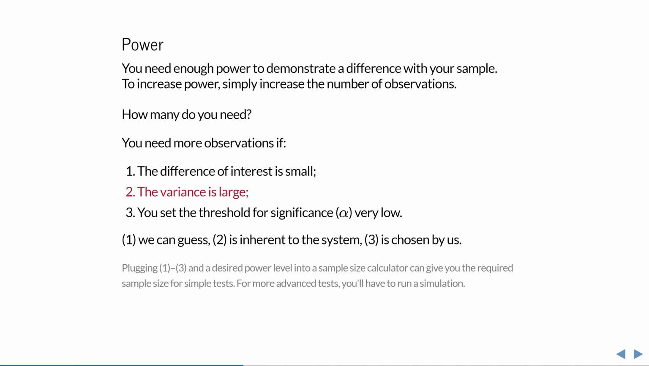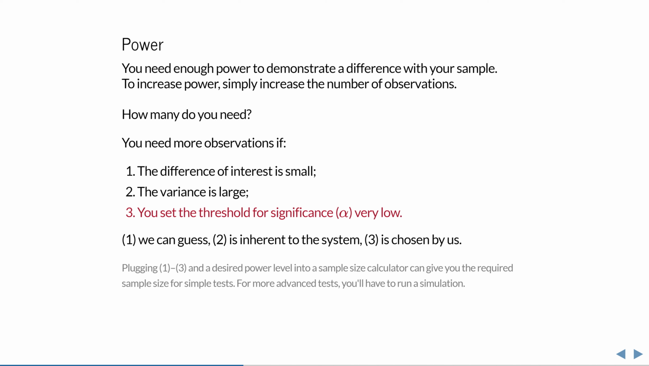Though you cannot control the natural variance of a process, this of course also means that if you work very precisely, the measurement error will be lower, and therefore you will need fewer samples than someone working sloppily. Lastly, if you're very strict about what counts as significant, then of course you're more likely to fail to conclude a significant difference. Let me explain.